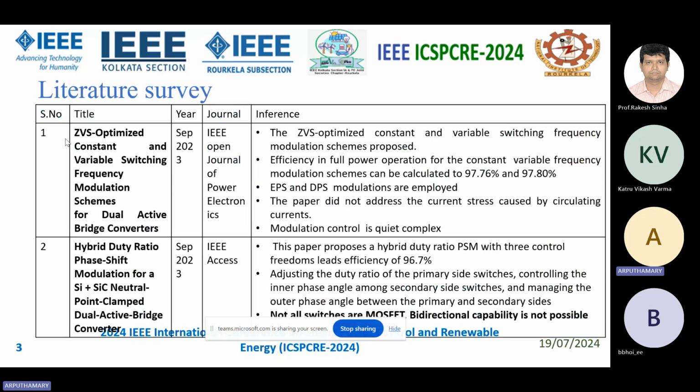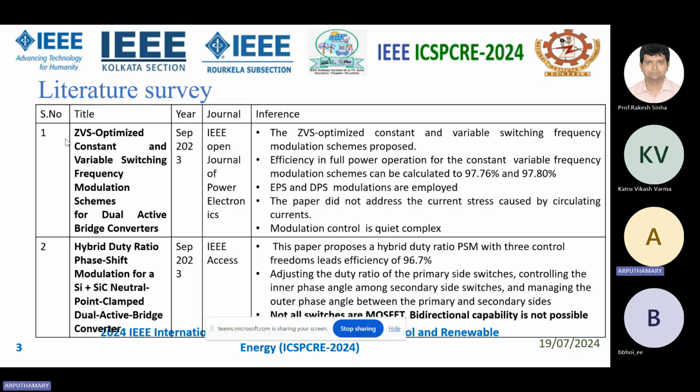The first paper did the analysis with the help of a dual active bridge converter. In that converter, they used EPS as well as DPS modulation. EPS is extended phase shift modulation, and DPS is dual phase shift modulation. They used these modulations in hybrid mode. They achieved only a very small ZVS range, and the modulation control is quite complex since they are using both EPS and DPS.